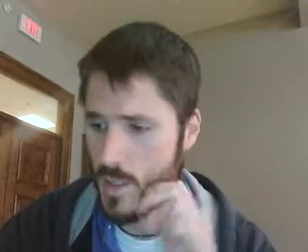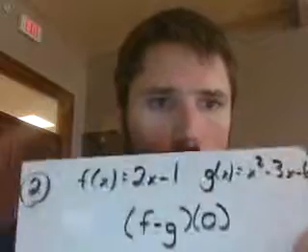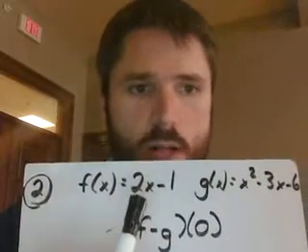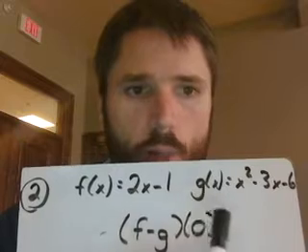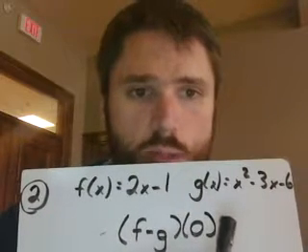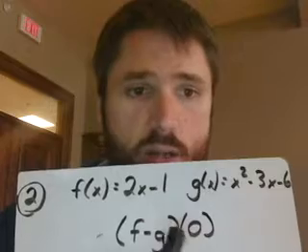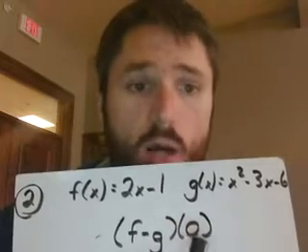So what we're going to do is walk through the steps on number 2 of the assignment, which involves calculating f minus g of 0. So let's take a look at what we have. We have an equation for f of x, which is 2x minus 1. And we have an equation for g of x, which is equal to x squared minus 3x minus 6. And we're being asked to find f minus g of 0.